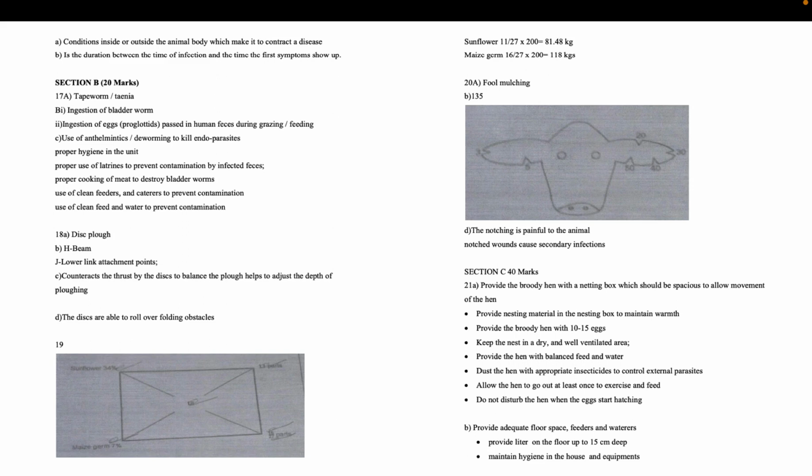Section B. 20 marks. 17a. Tapeworm, Taenia. By ingestion of bladder worm. E. Ingestion of eggs, proglottids, passed in human feces, during grazing, feeding.